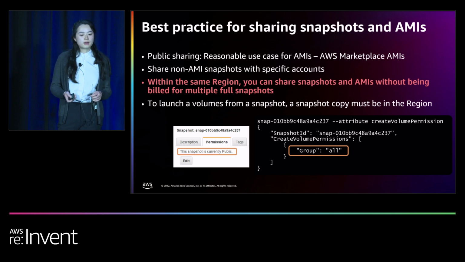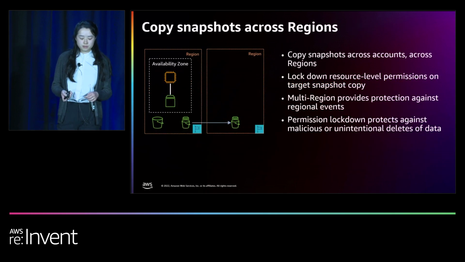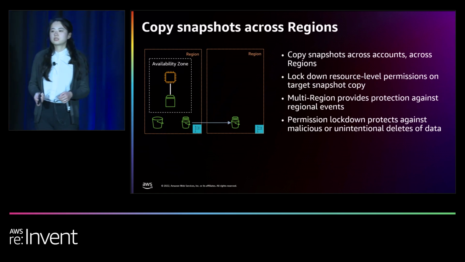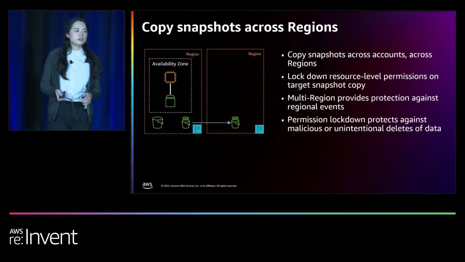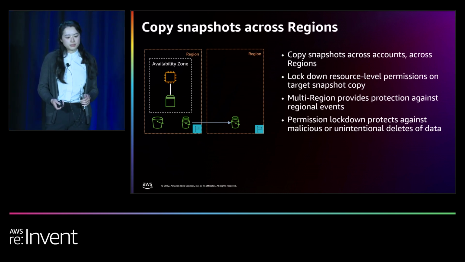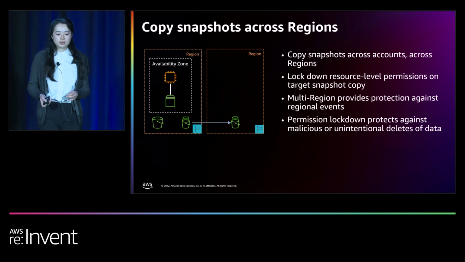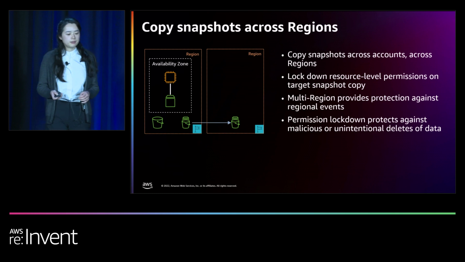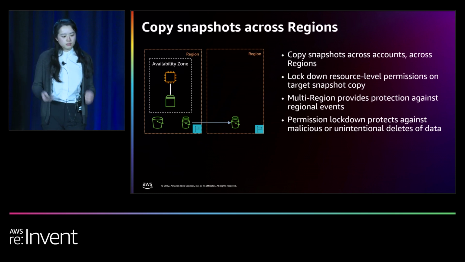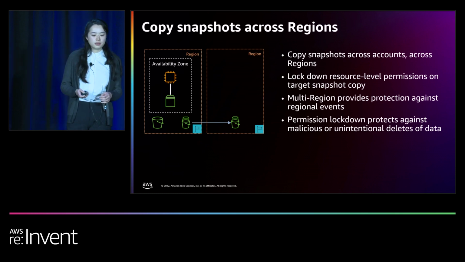Now that we have talked about sharing snapshots, let's look at copy snapshot. We have seen customers increasingly use snapshots, copying them across accounts and across regions for their disaster recovery practice. In addition to copying the snapshot to protect against region-wide disasters, we see customers lock down their resource level permissions in the target snapshot copy. And they also do a permission lockdown to protect against malicious or unintentional deletion of data. So we see snapshots being increasingly incorporated into DR practice.